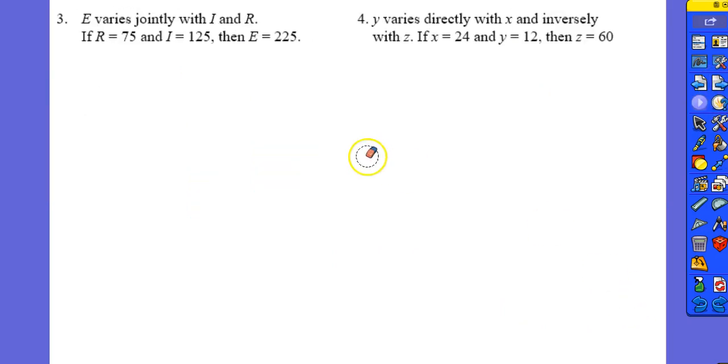Okay, here we go. Two more. So the next one we have is E varies jointly with I and R. So varies means equals k. Varies means equals k. And jointly with I and R. So that means we're multiplying them. So how would that equation go?